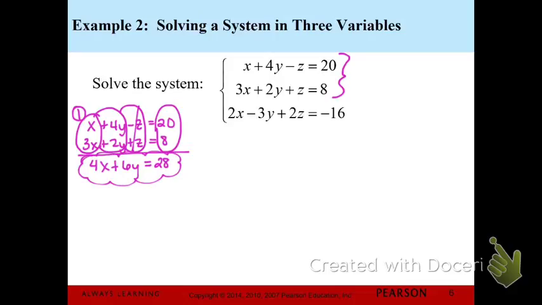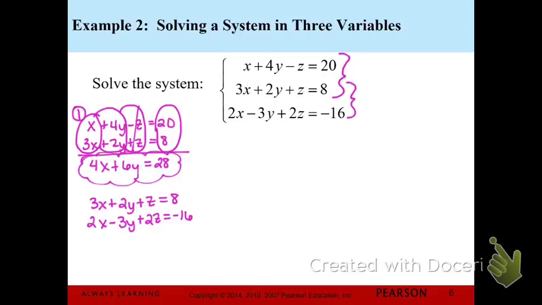Which 2 do you want to combine now? The bottom 2. The bottom 2? It doesn't matter. Could I have done the first and the third? You could have. If I'm going to do the bottom 2, my equations are 3x plus 2y plus z equals 8, and I have 2x minus 3y plus 2z equals negative 16. Is this still on the first step? Yes, ma'am. Still on the first step.